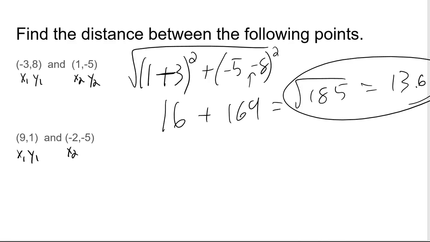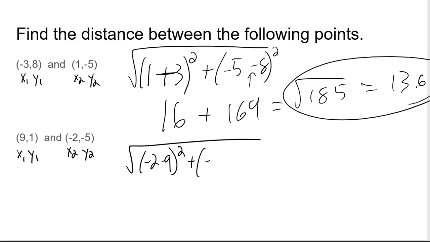Same thing over here, x1, y1, x2, y2. I get the square root. x2 is negative 2 minus 9 squared plus negative 5 minus 1 squared. I get negative 2 minus 9, which is negative 11. Negative 11 squared is 121. Negative 5 minus 1 is 6.